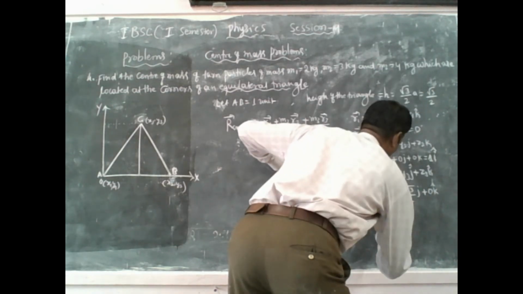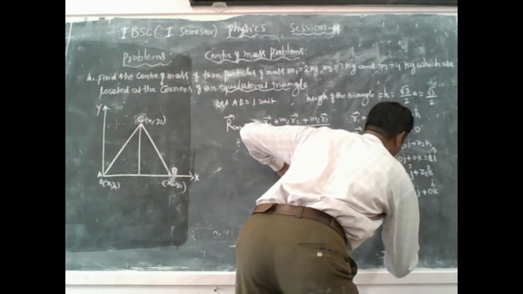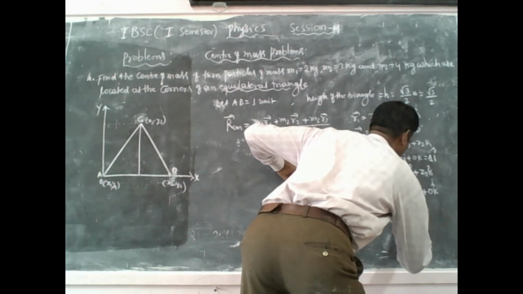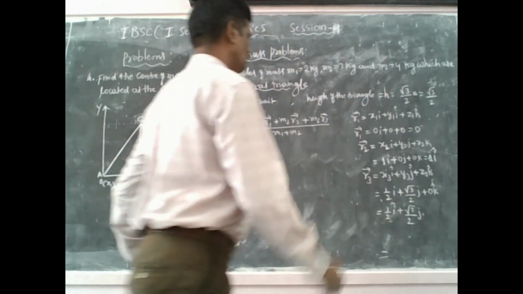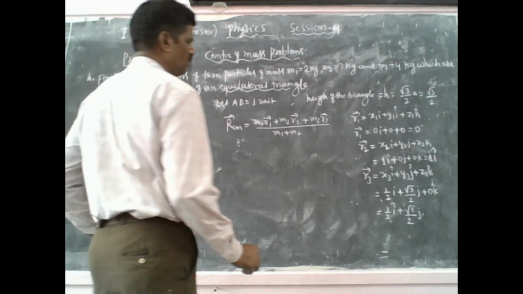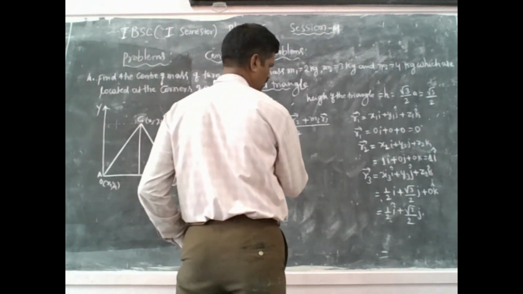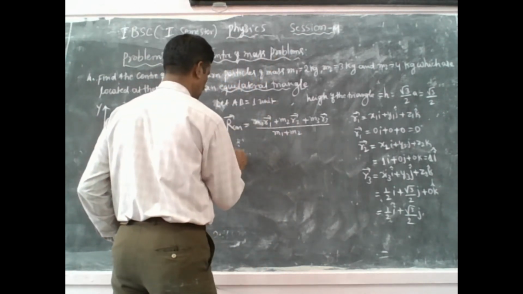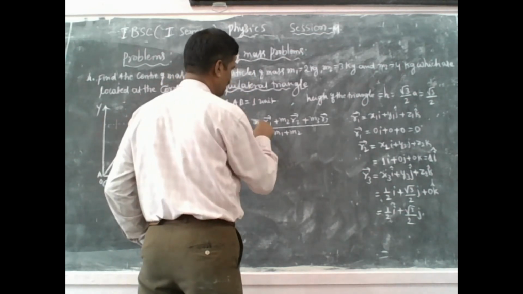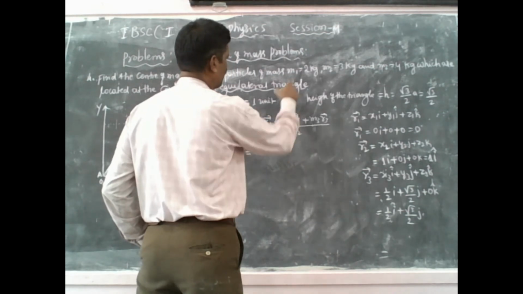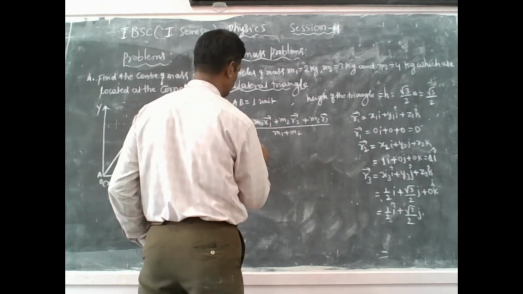And what is the remaining here? Half i plus root 3 by 2 z, isn't it? So now we can substitute in RCM. RCM equals, M1 is equal to, what is the mass? Mass 1 is equal to 2 kg.